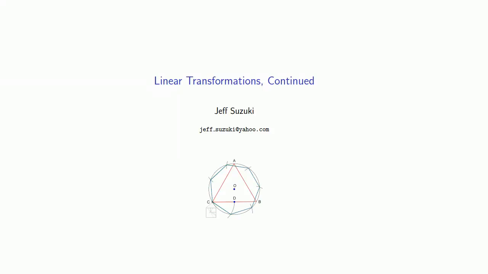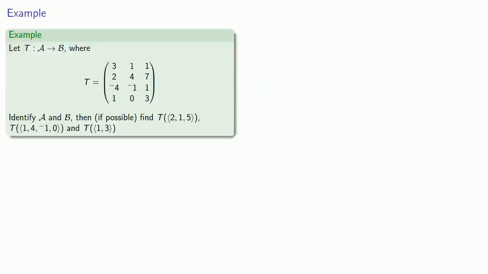So let's take a further look at linear transformations and how they fit into linear algebra. So for example, let's say we have this transformation matrix that goes from some set of vectors to another set of vectors, and we want to do several things. Let's first of all figure out where these vectors live. Next, we want to, if it's even possible, to see what our transformation does to the vector 2, 1, 5, to the vector 1, 4, negative 1, 0, and to the vector 1, 3.